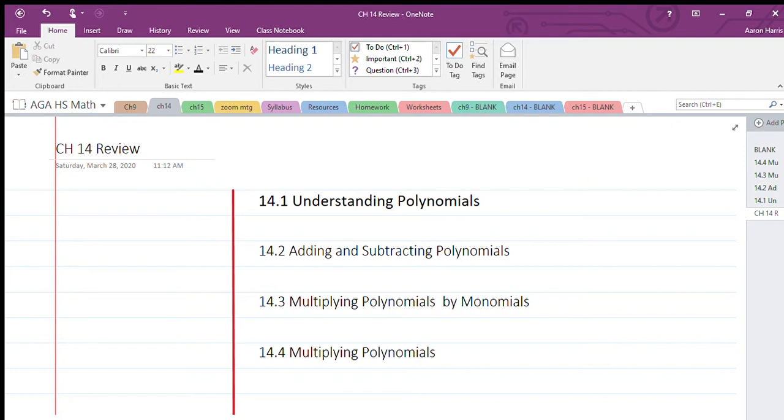14.3, applying multiplying polynomials by monomials. So that's just distributing, knowing how to multiply constants times constants, and what's really important is multiplying a variable times itself. So that's adding powers as you go through and then multiplying polynomials, period. So we can have a binomial times a binomial. So we'll use FOIL, or we'll have monomial times anything, 4 terms, 6 terms, whatever the case may be.